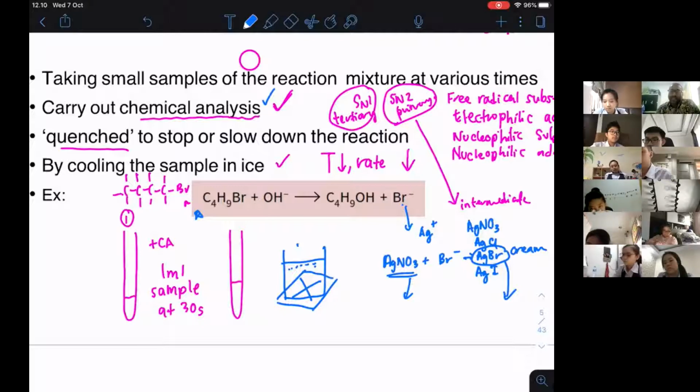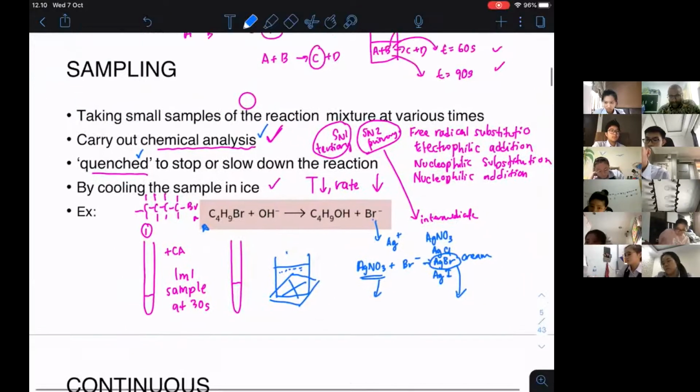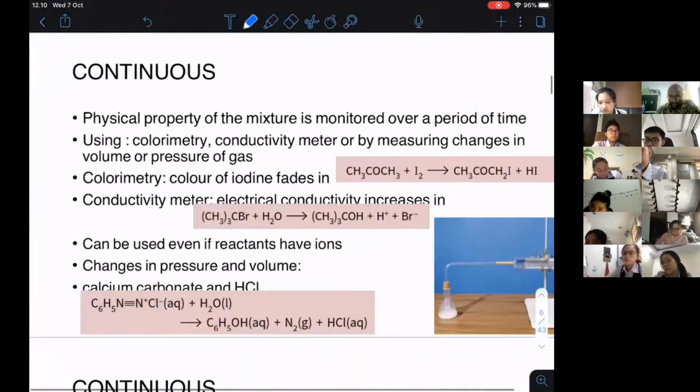But the concept is still the same. This is going to be a sample taken from time to time, and when you take this sample from time to time, you need to quench the reaction. You need to slow down the reaction by putting the sample into ice, something like that. So this one is going to be sampling. Let's take a look at continuous.